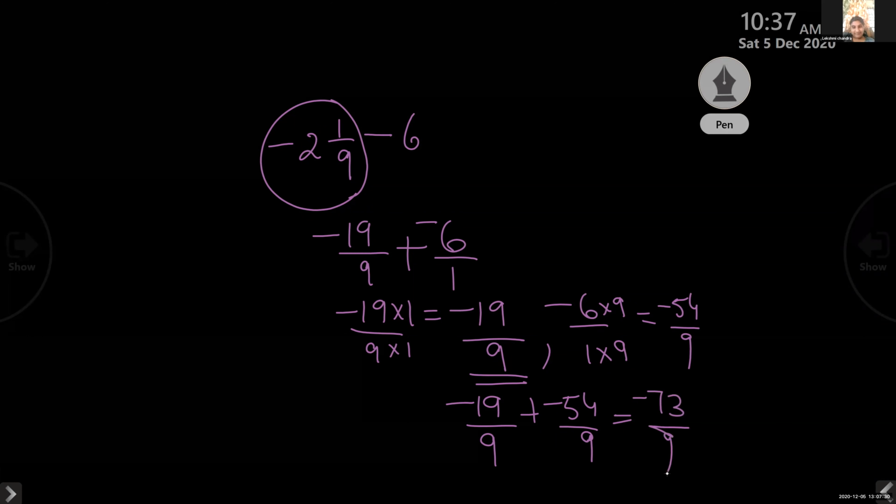Make it an improper fraction, make it a mixed fraction. You will get 8 and 1 by 9. Negative is there, don't forget. Negative 8 and 1 by 9 is the answer. And 3 more minutes.